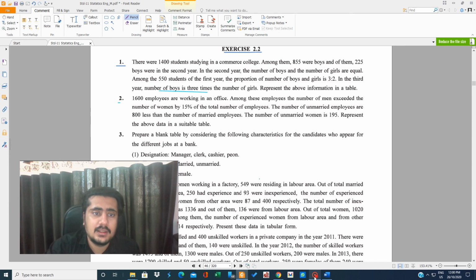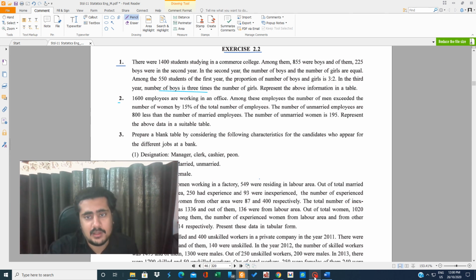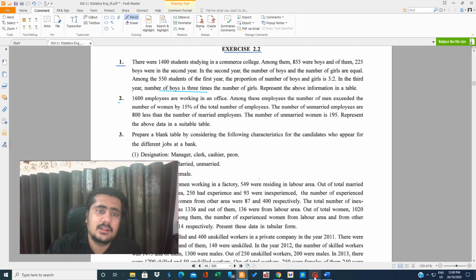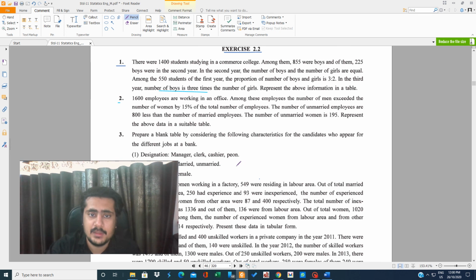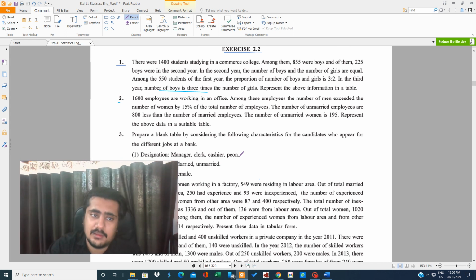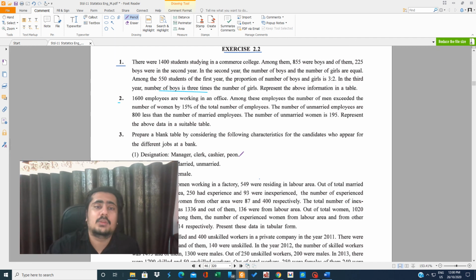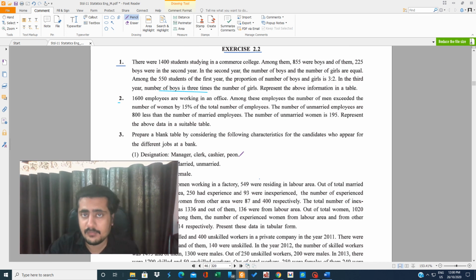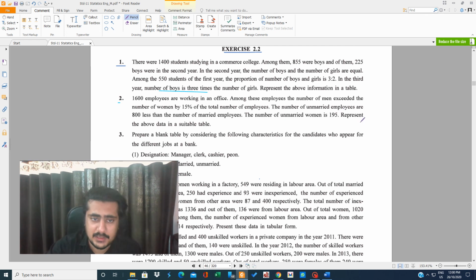1600 employees are working in an office. Among these employees, the number of men exceeded the number of women. So they are talking about men and women, so there is one variable called gender: men, women. The number of unmarried employees is 800 less than the number of married employees. So now they are talking about married and unmarried, so the second variable is marital status: married, unmarried. So there are two variables, one is gender and one is marital status. The number of unmarried women is 195.